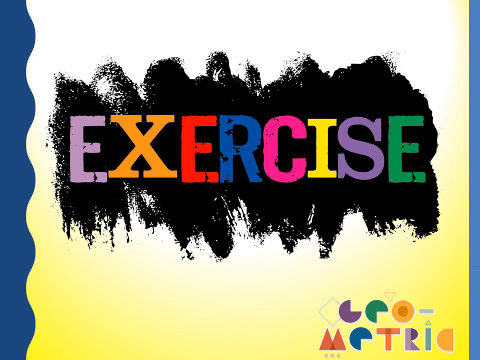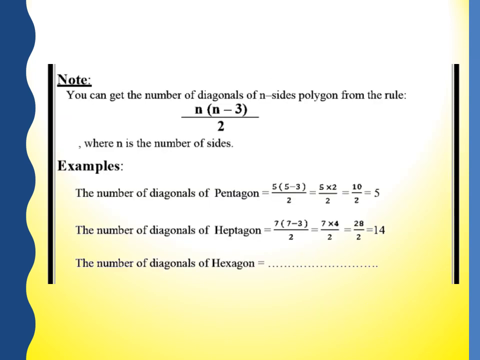Let's have some exercises. We said that we can calculate the number of diagonals of an n-sided polygon from this rule: n times (n minus 3) divided by 2. n is the number of sides. The number of diagonals of a pentagon: substitute n by 5. The number of diagonals of a heptagon: substitute n by 7. Then the heptagon has 14 diagonals. The number of diagonals of a hexagon: substitute n by 6, equals 9. That means the hexagon has 9 diagonals.